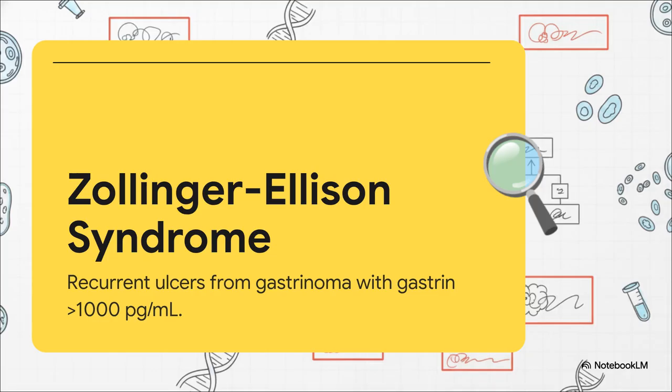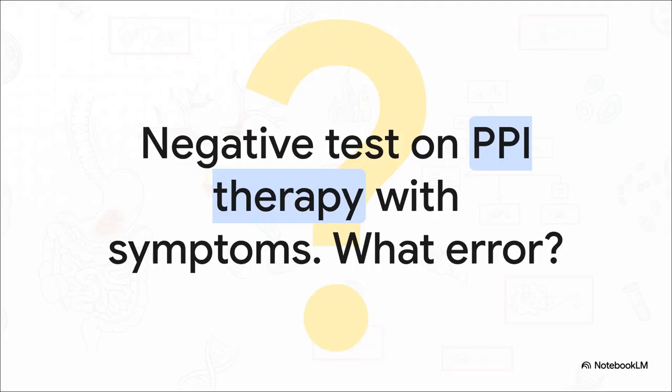And here's the really surprising paradox. Normally, secretin inhibits gastrin release. But in Zollinger-Ellison, secretin actually spikes the gastrin levels. Wild, right? Okay, let's test a major cognitive trap. A patient with chronic abdominal pain on ongoing PPI therapy has a negative H. pylori urea breath test, but persistent symptoms. They're simply not getting better.